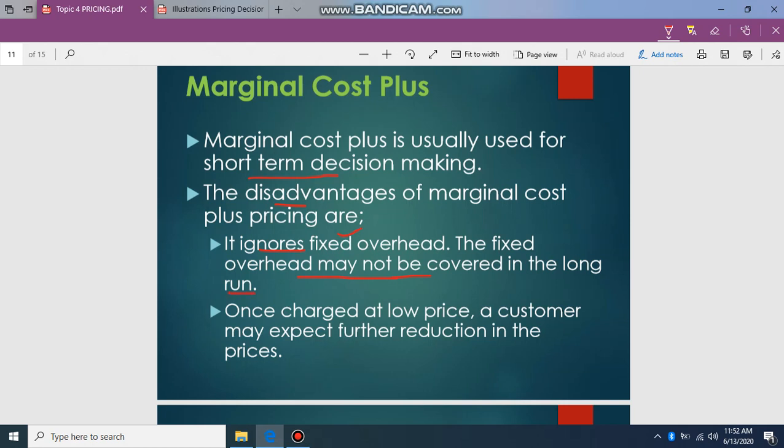In the future, if you set a lower selling price, your fixed cost cannot be covered. Once you charge a low price, the customer may expect further reduction in the price. If you reduce the price in the future lower than this, your price may not cover the fixed cost.